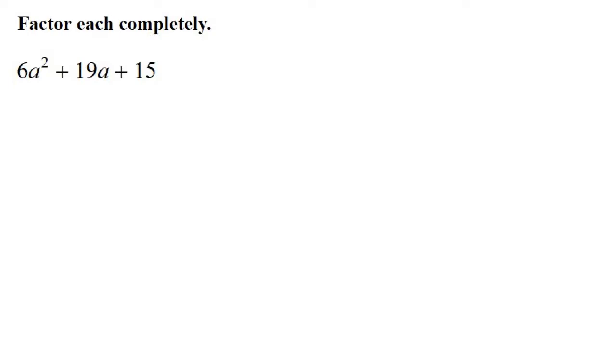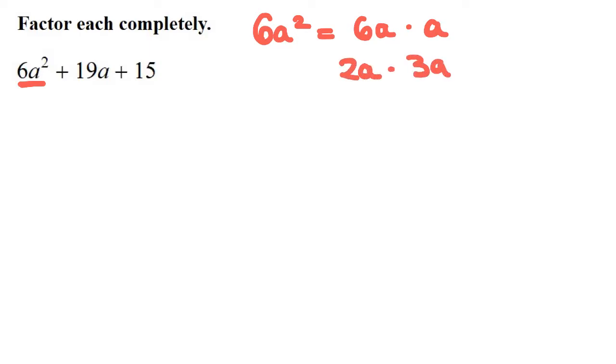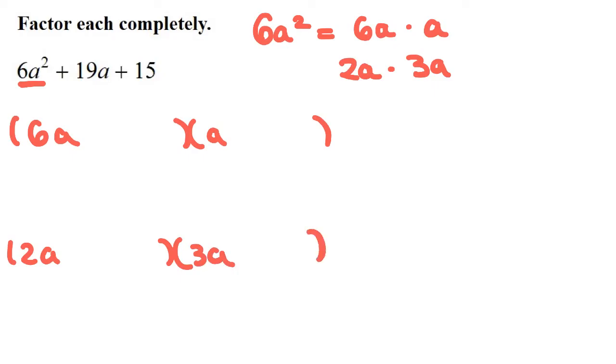Now for this example, we need to make it so that they multiply to 6a squared. So in order to get 6a squared, you can either have 6a times a or 2a times 3a. So if I set up my factors, I could either have 6a and a, or I could have 2a times 3a.